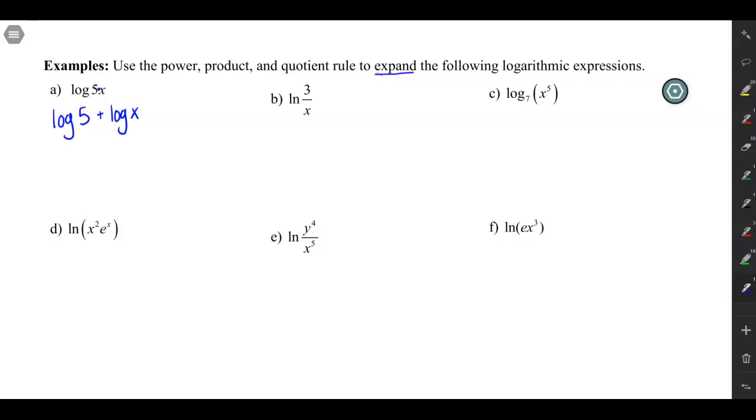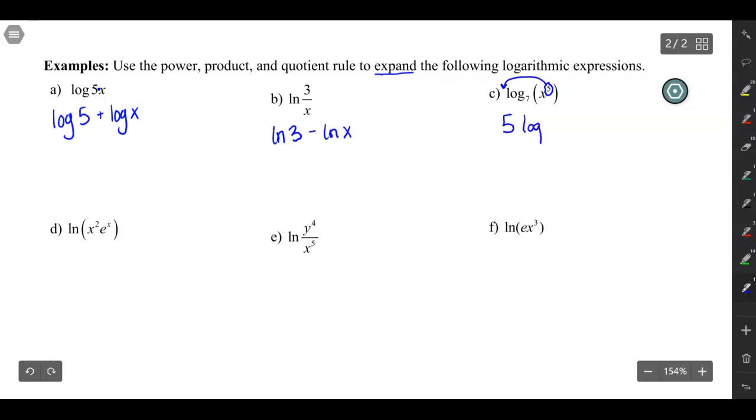Okay, in B, I have the natural log, or the ln, of 3 over x, so I can separate this into the natural log of 3 minus the natural log of x. So remember, the division inside the logarithm results in two different logarithms that are being subtracted. Next one is log base 7 of x to the 5th power. So this is going to be the power rule. I can bring that 5, instead of being an exponent, in front of the log and make it 5 log base 7 of x.